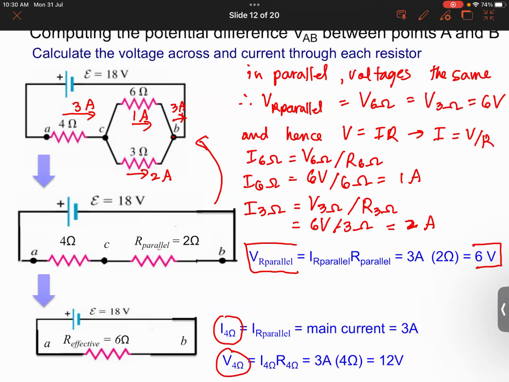B. So 3 amps of current goes into junction C. It divides into 1 amp through the 6 ohm resistor and 2 amps through the 3 ohm resistor. And then that combines in junction B to 3 amps of current, which is also the main current in the circuit. So you can do some quick checks to see if your calculations are correct.